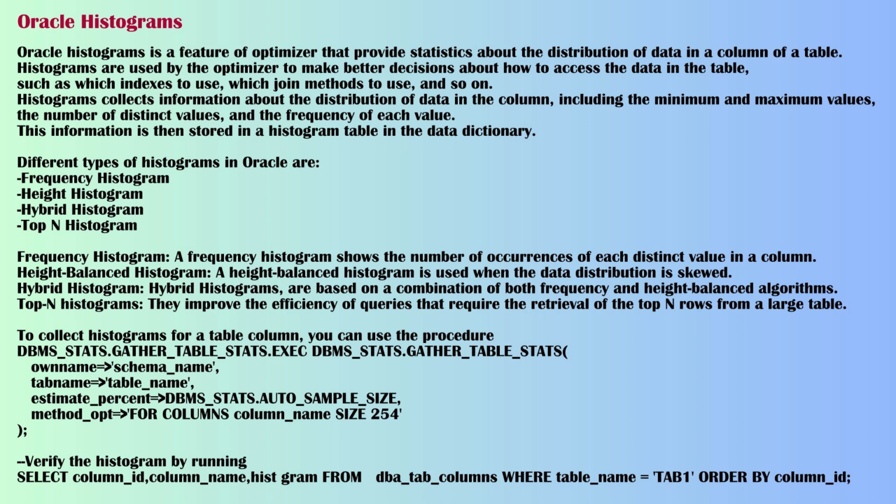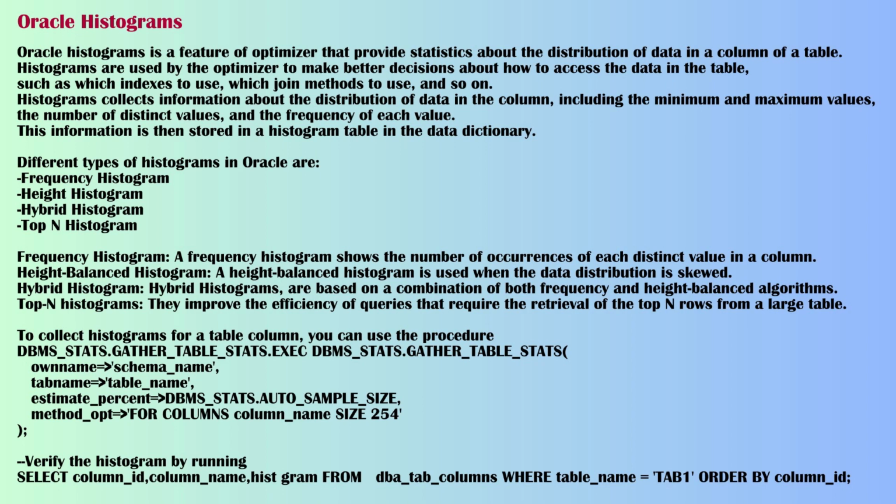In Oracle, a histogram is a statistical representation of the distribution of data in a table or column. There are different types of histograms in Oracle. Frequency histogram: a frequency histogram shows the number of occurrences of each distinct value in a column. This type of histogram is useful when the data is evenly distributed and there are no outliers. The frequency histogram is the default histogram type in Oracle.